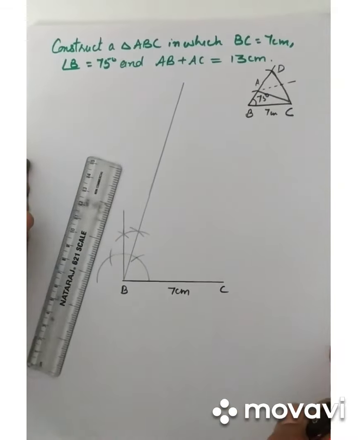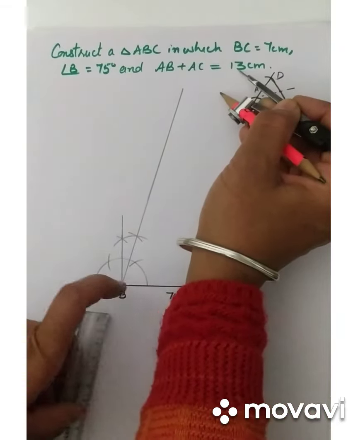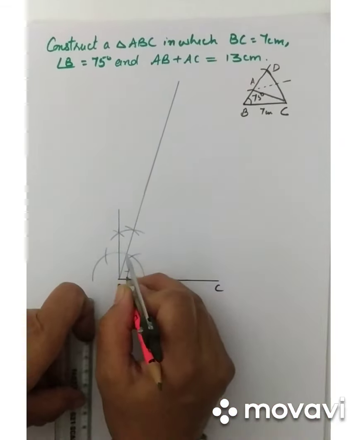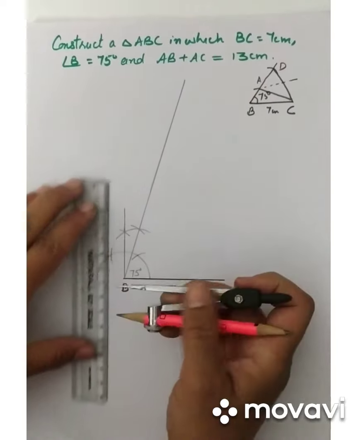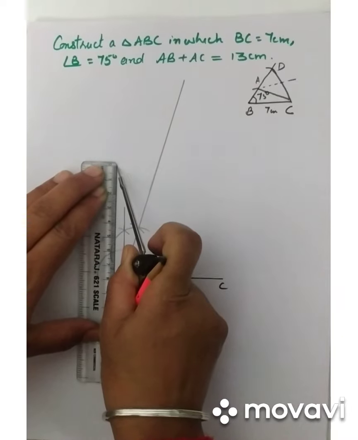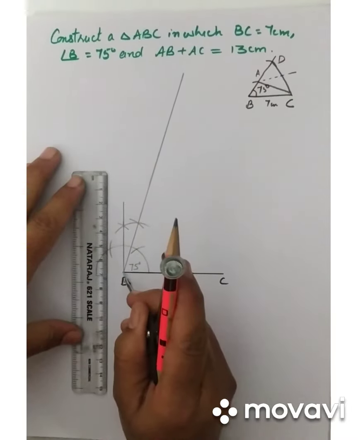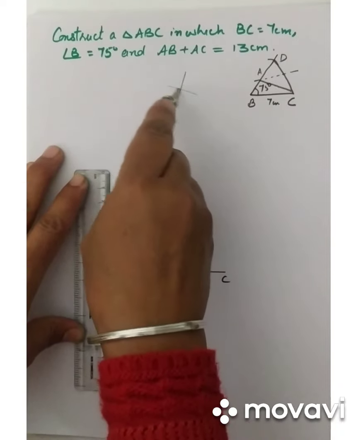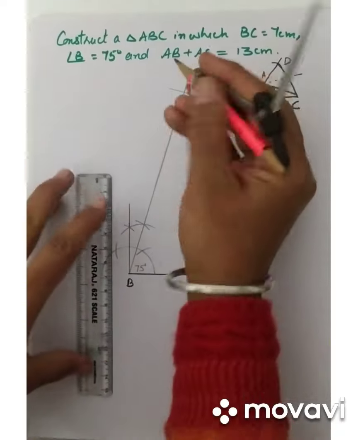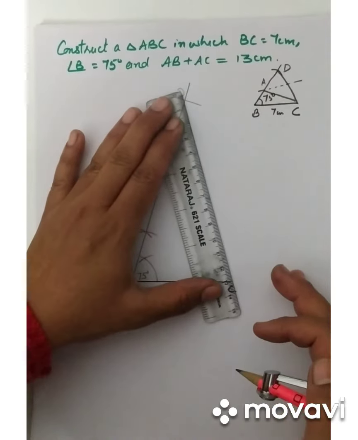Now after this you have to open your compass 13 centimeter. This is the 75 degree angle, right? Open your compass 13 centimeter and B as a center, you have to draw an arc and mark this point as D. Join DC.